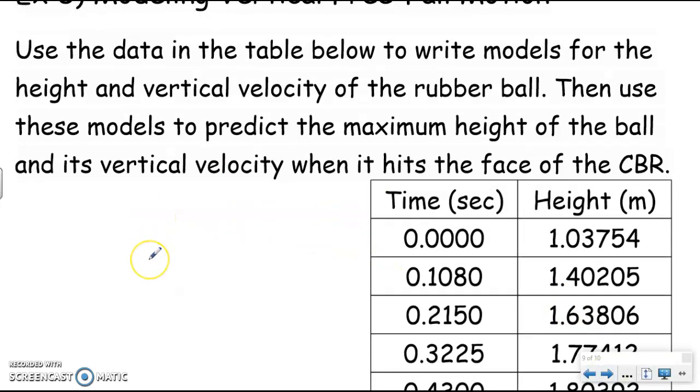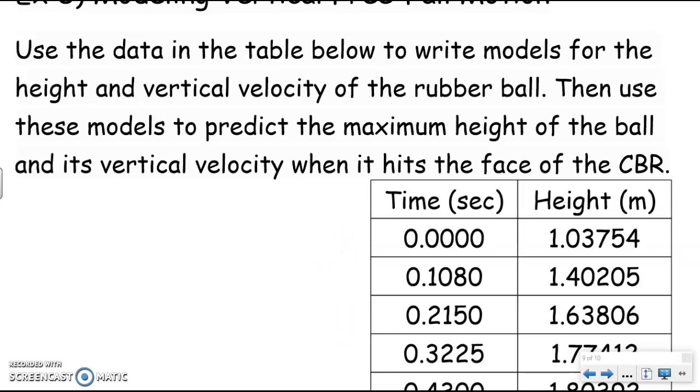You're going to use the data in the table below to write models for the height and vertical velocity of the rubber ball. Then use these models to predict the maximum height of the ball and its vertical velocity when it hits the face of the CBR. And don't worry about the CBR, that's old data collection that they used.